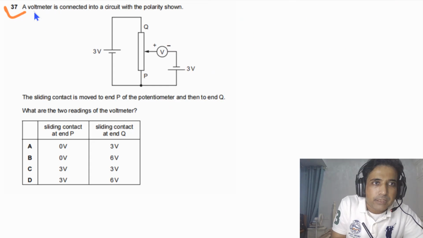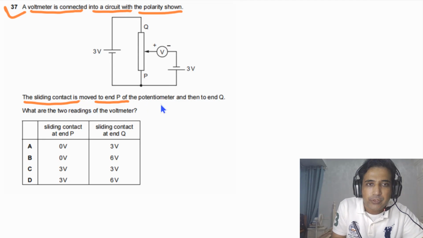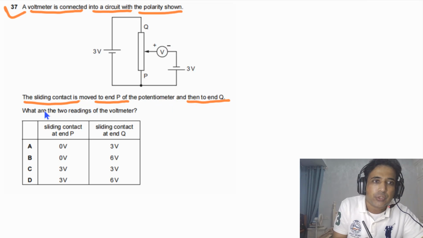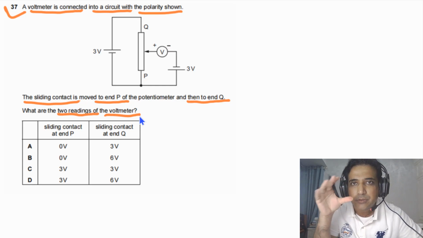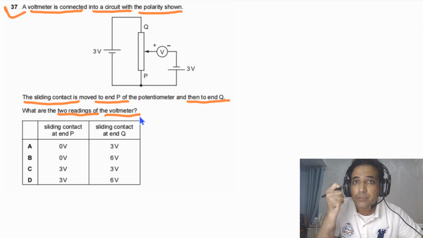Question 37 says a voltmeter is connected into a circuit where the polarity is shown. The sliding contact is moved to end P of the potentiometer and then to end Q. What are the two readings of the voltmeter? We can answer this question using two different methods. We can use the potential method. We can also use KVL, Kirchhoff's second law.